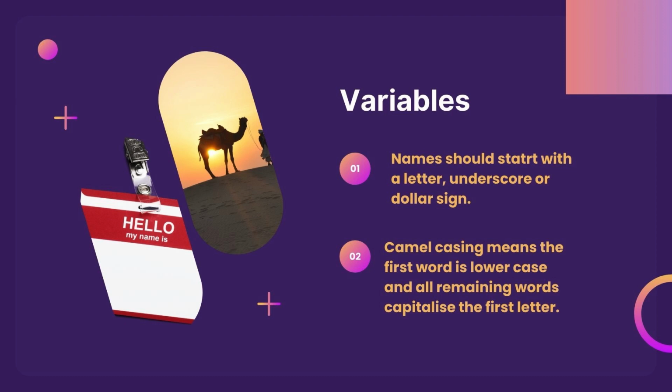There are some naming conventions which are important to know when it comes to naming variables. The variable name should start with a letter, an underscore, or a $ sign. Usually though, it's best to start the variable with a letter, and use something called camel casing.